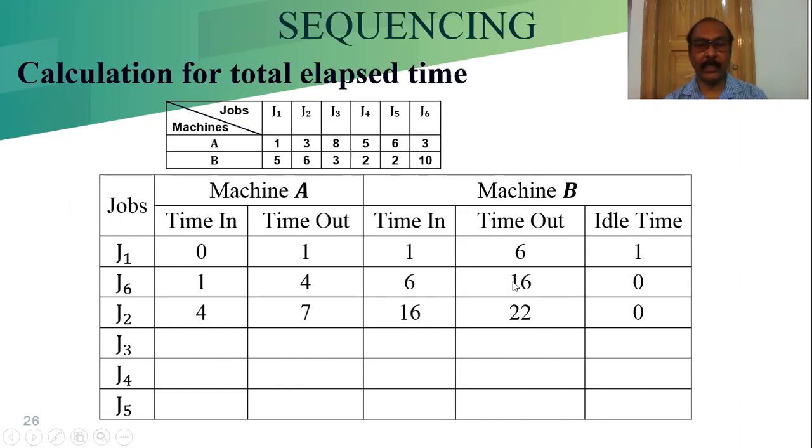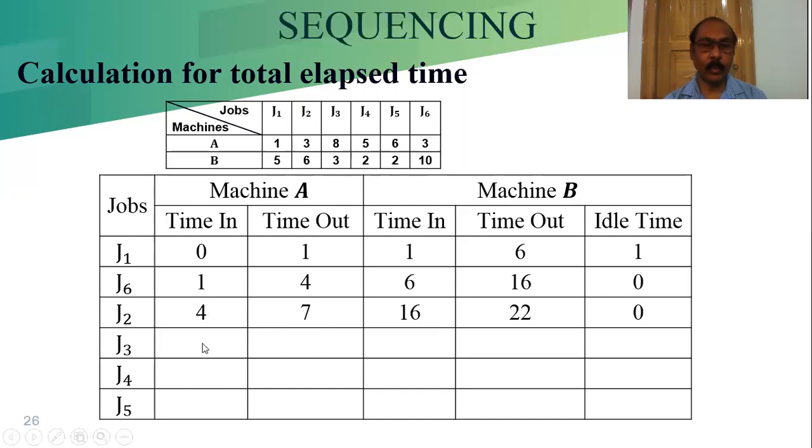So 16 and 16: time out for job 6 in machine B, and job 2 starts in machine B at 16. There is no idle time. Here J6 is complete in machine A in the 4th hour, and job 2 starts in machine A in the 4th hour, and the time duration is 3, so 7. Now we have to check and calculate job 3. So job 3 will start in the 7th hour.